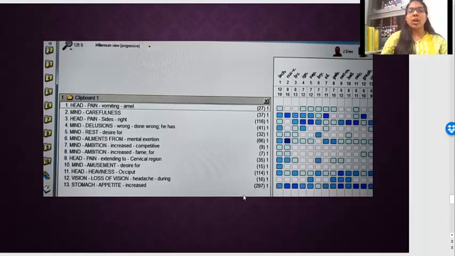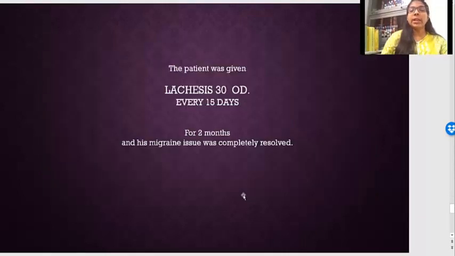Right? So here after repertorizing, as said, we get lot of medicines. But the two medicines which come very close are Lachesis and Nux vomica. But on seeing the competition, the vomiting amelioration and other important rubrics in the case, this leads to selection of Lachesis. And further, confirming it with the Materia Medica, Lachesis 31 dose every 15 days was prescribed, and for 2 months. And then the migraine issue was completely resolved.